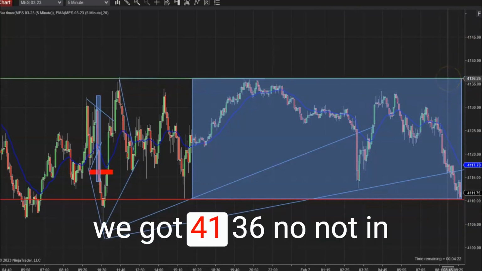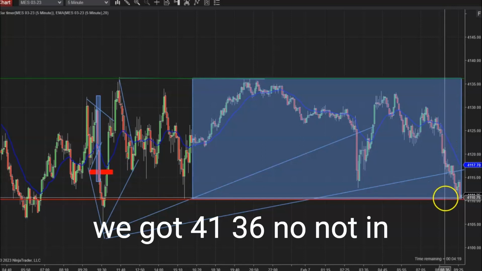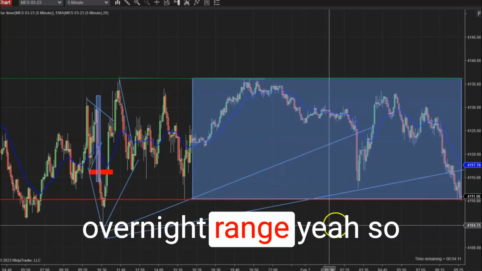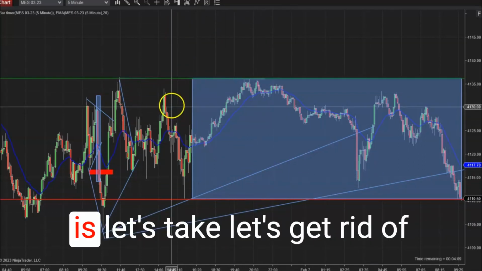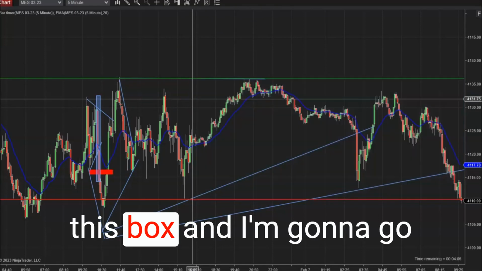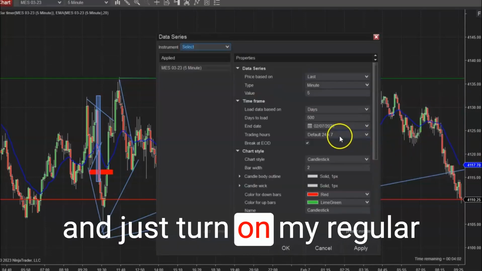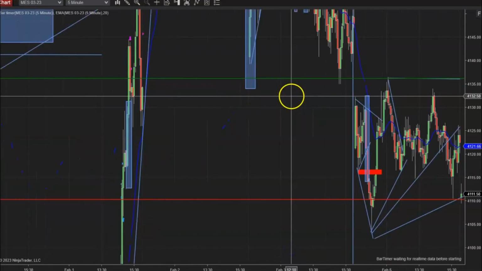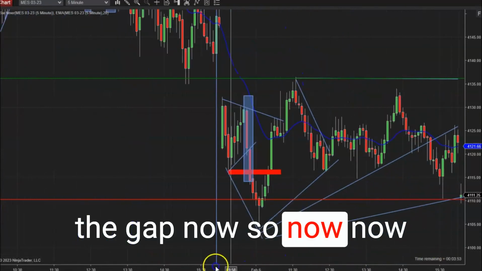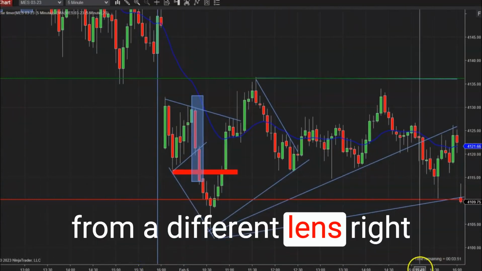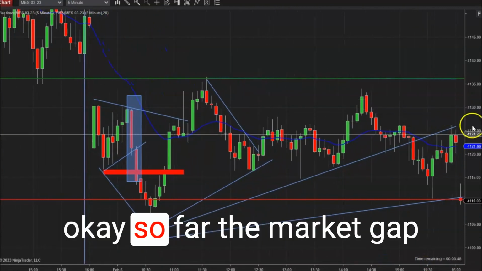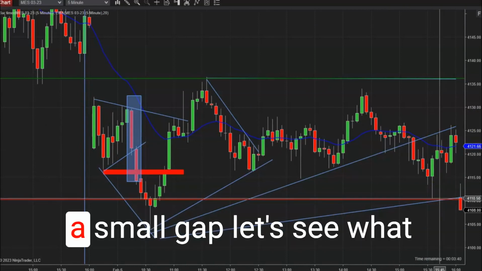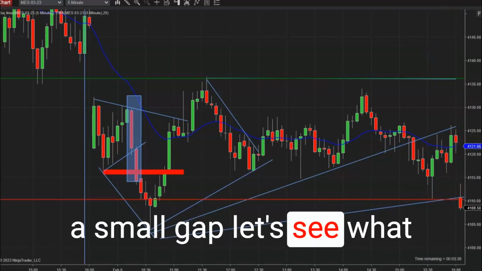We got 41.36 to 40. No, it's not very large. About 25 points. So a 25-point overnight range. Yeah, so let's take a look here. Now what I'm going to do is get rid of this box, and I'm going to turn on my regular trading session, because this is going to show me the gap. Okay, so this is the gap now. So now we can see it from a different lens, right? So far the market gapped down. That's what we closed here, a 10-point gap down. That's a small gap. Let's see what happens here.